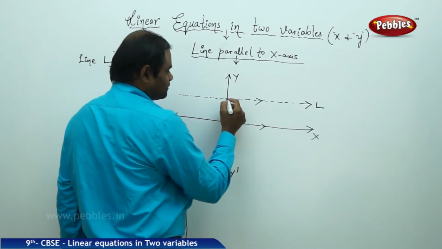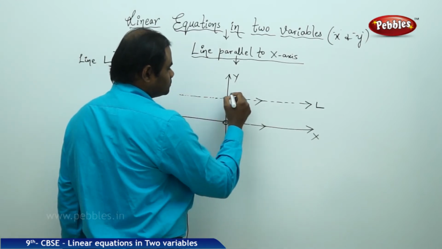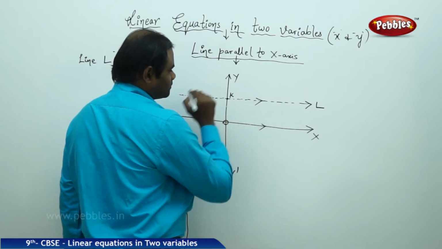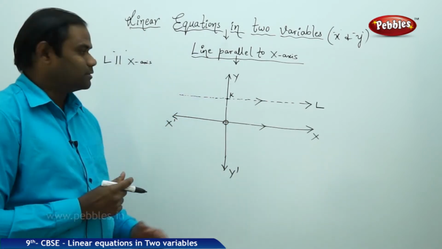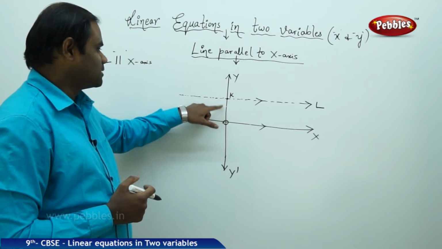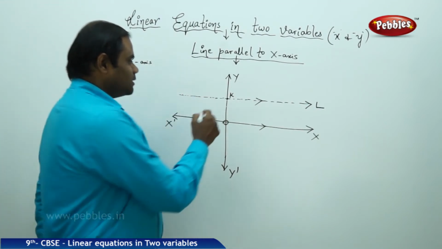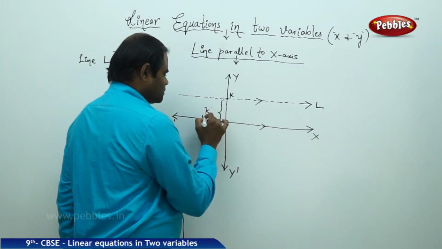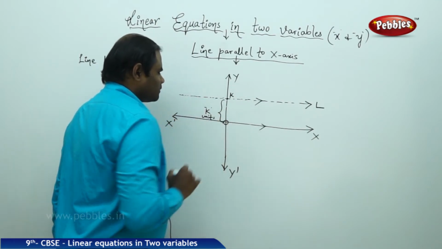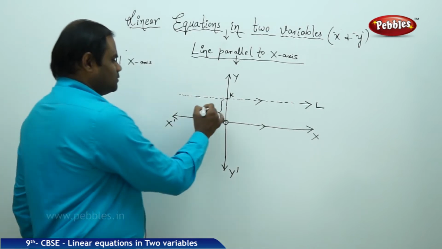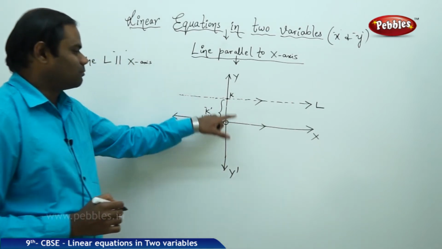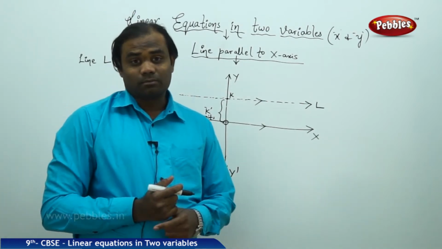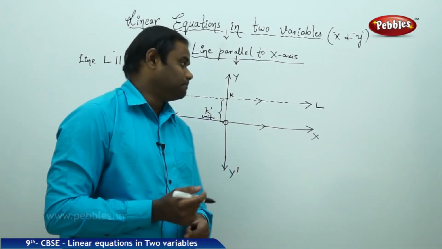Imagine I have this line which cuts y-axis at k. So imagine that this line cuts y-axis at exactly the distance of k units. This is how I understand the distance of the line from x-axis to be k units. Now let's see what would be the equation of line.